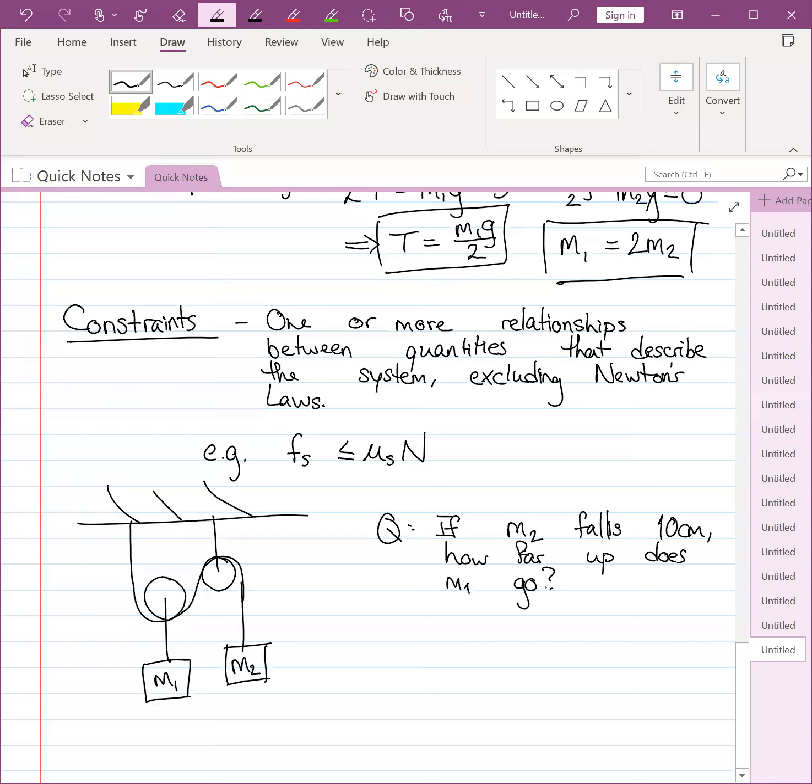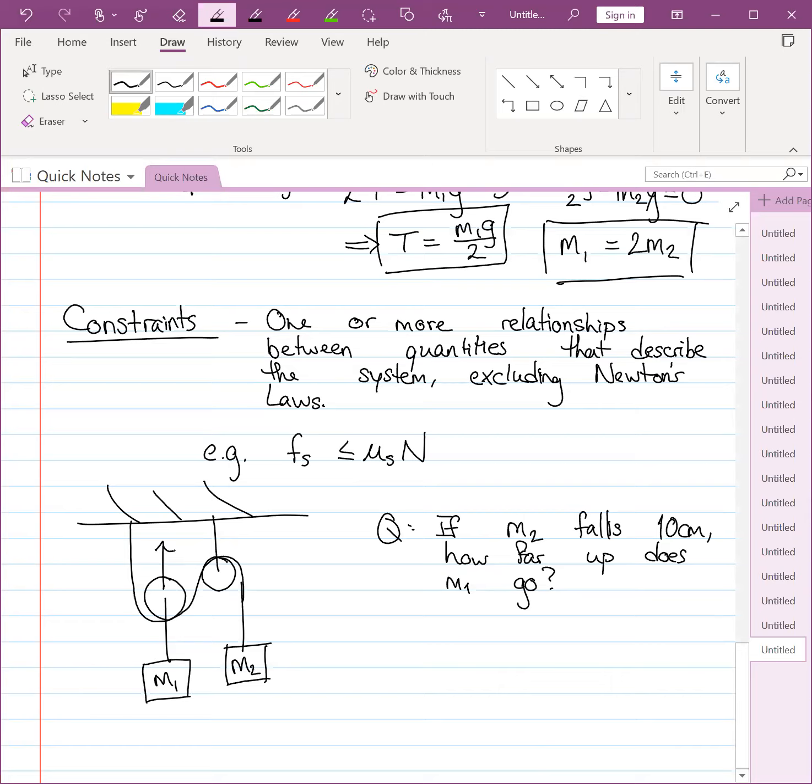You can't answer this question just by applying Newton's laws. This is something that's separate. And hopefully your intuition is on point. But the trick here is to think about what happens if M1 goes up, let's say M1 goes up 10 centimeters. How far would M2 drop?